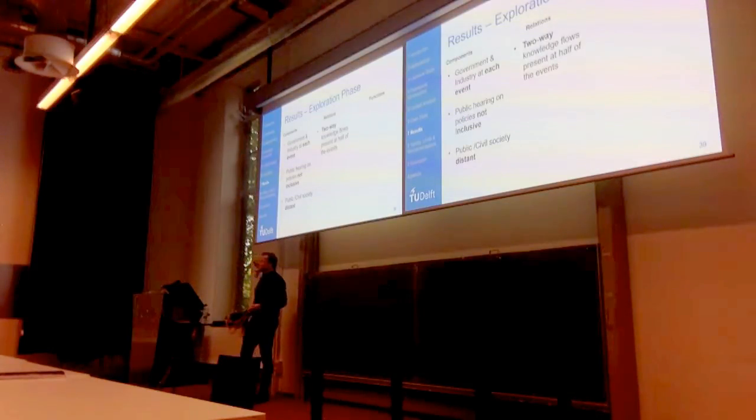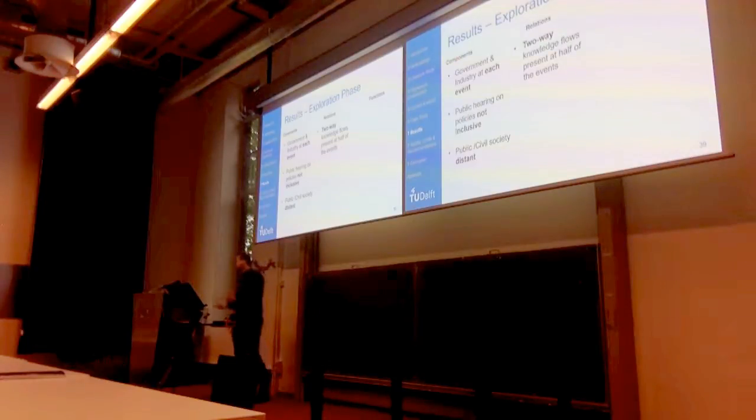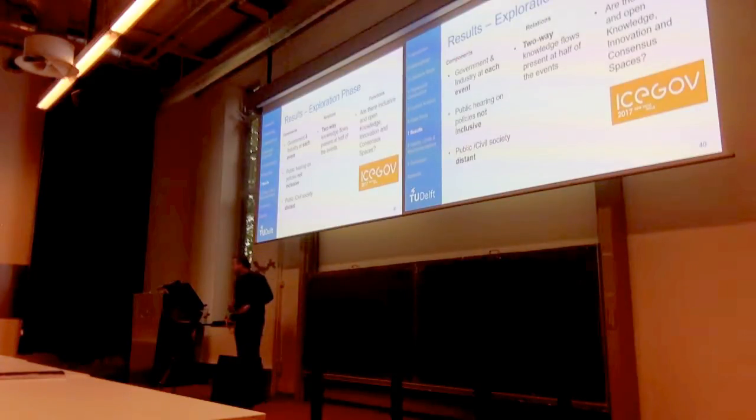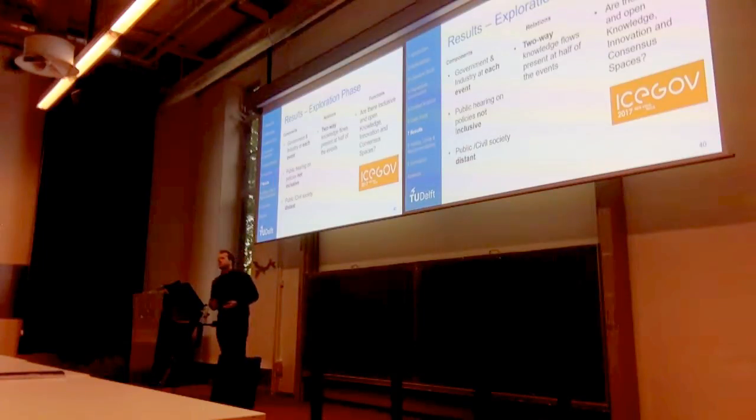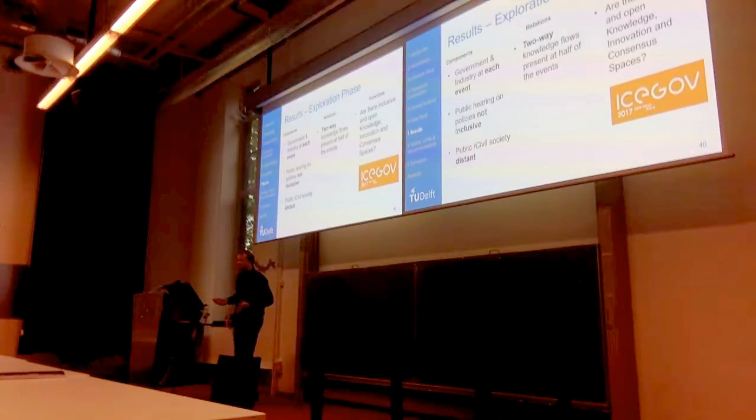And in the relations, I found that half of the events have two-way knowledge flows, so we can't really say anything about that. Well, yeah, we can, but. And in the functions, the question is, are there inclusive and open knowledge, innovation, and consensus spaces? And yes, actually, this event ticked all the boxes of a responsible event, if you want to call it that. Only thing, this was a one-time event, and next year this event will not take place anymore.